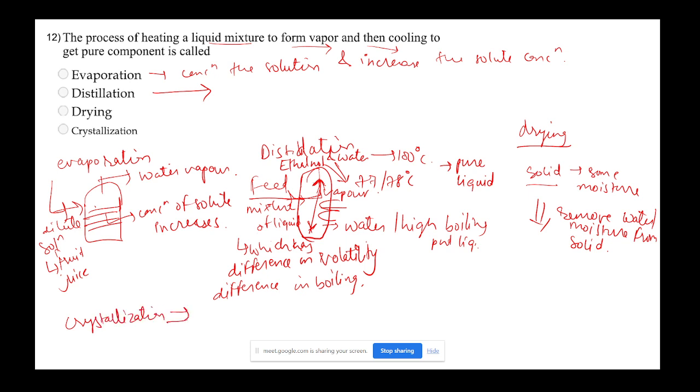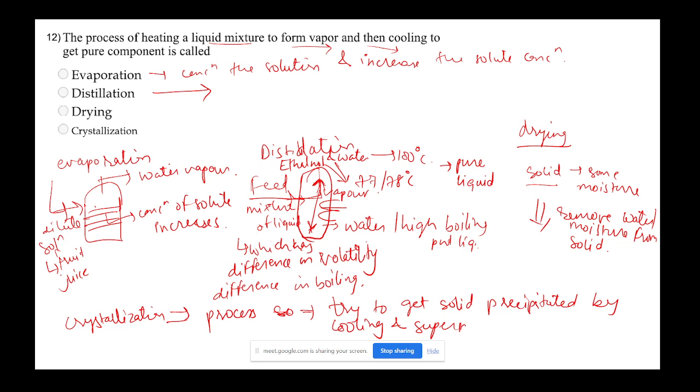So crystallization is nothing but a process in which you try to get solid precipitated by cooling and supersaturation from the solution.